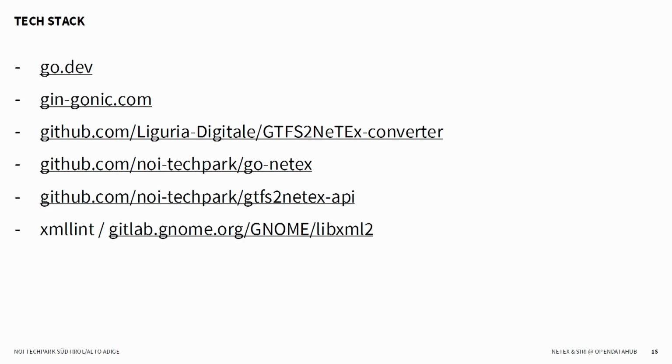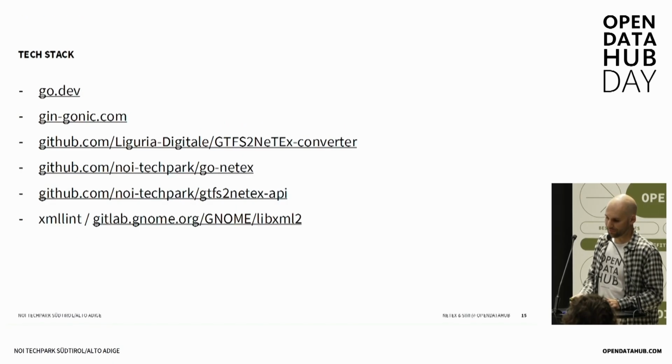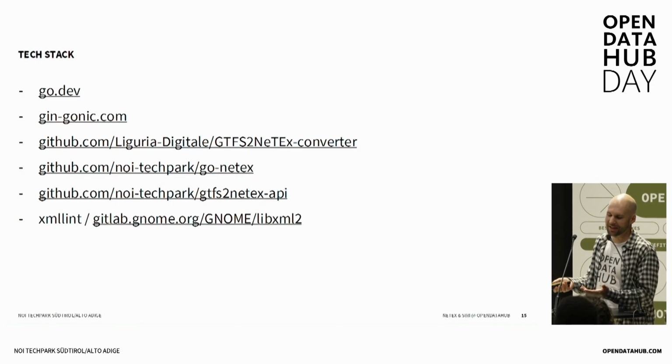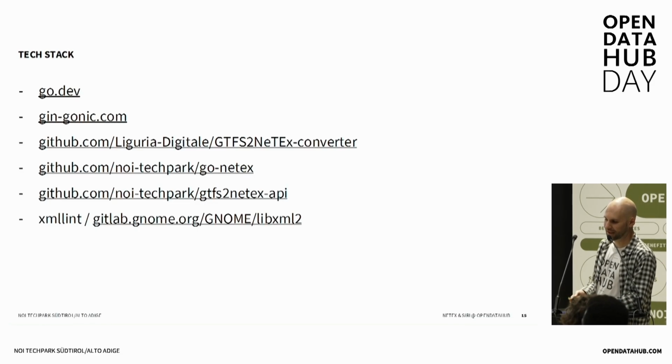What did we use to develop this? So the whole API is written in Go. It uses Gonic, I don't know how to pronounce it. It's like an Express-type framework, like a web application REST framework for Go. I think it's almost the most popular one together with Echo.